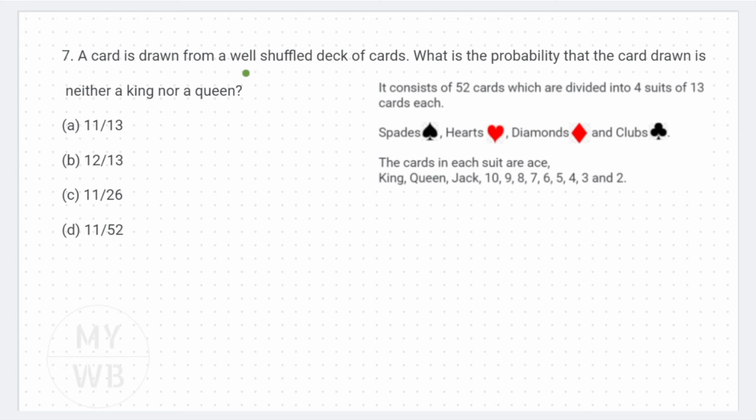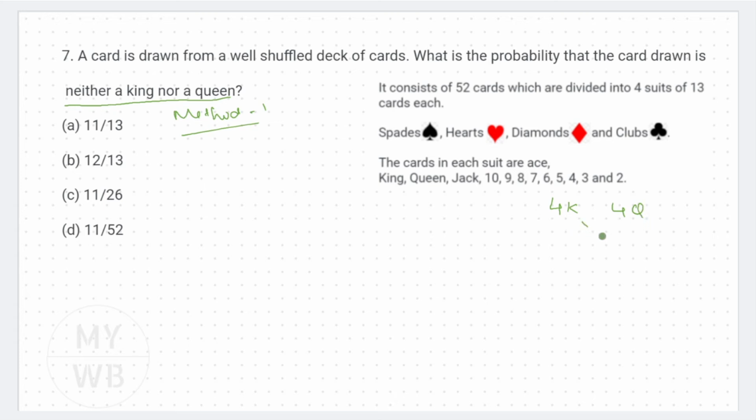Next, let's do one more sum of the same type. A card is drawn from a well shuffled deck of cards. What is the probability that the card drawn is neither a king nor a queen? Here, this sum can be solved in two ways. Let's see them one by one. First, let's do method 1. The probability that the card drawn is neither a king nor a queen. So let's exclude all the kings and queens in the pack and see how many cards there will be left. There will be 4 kings and 4 queens in any pack.